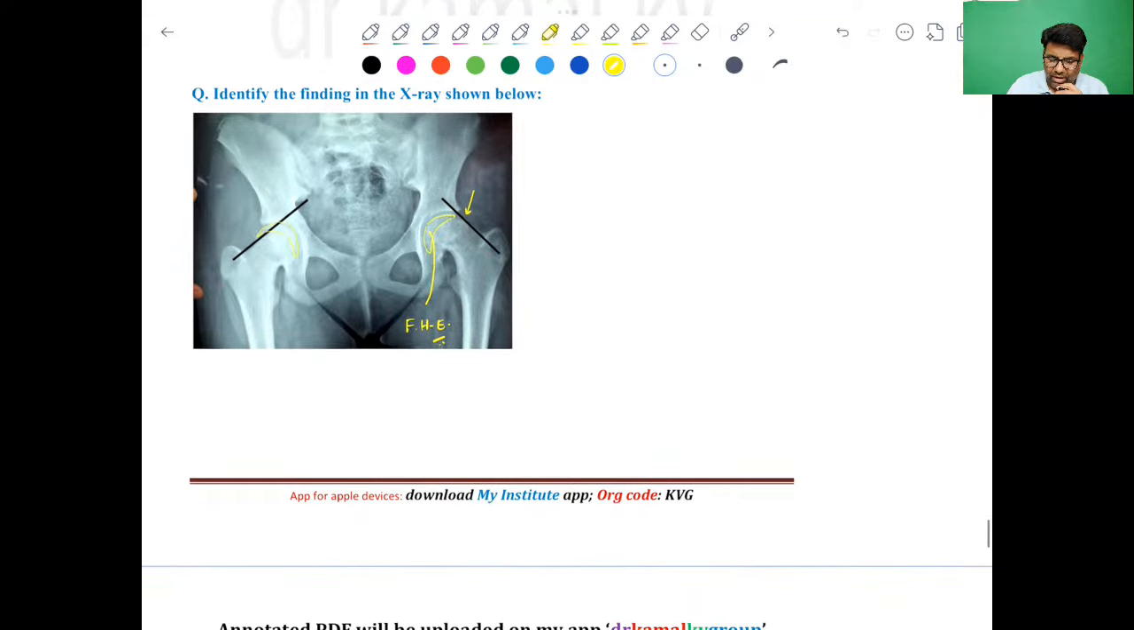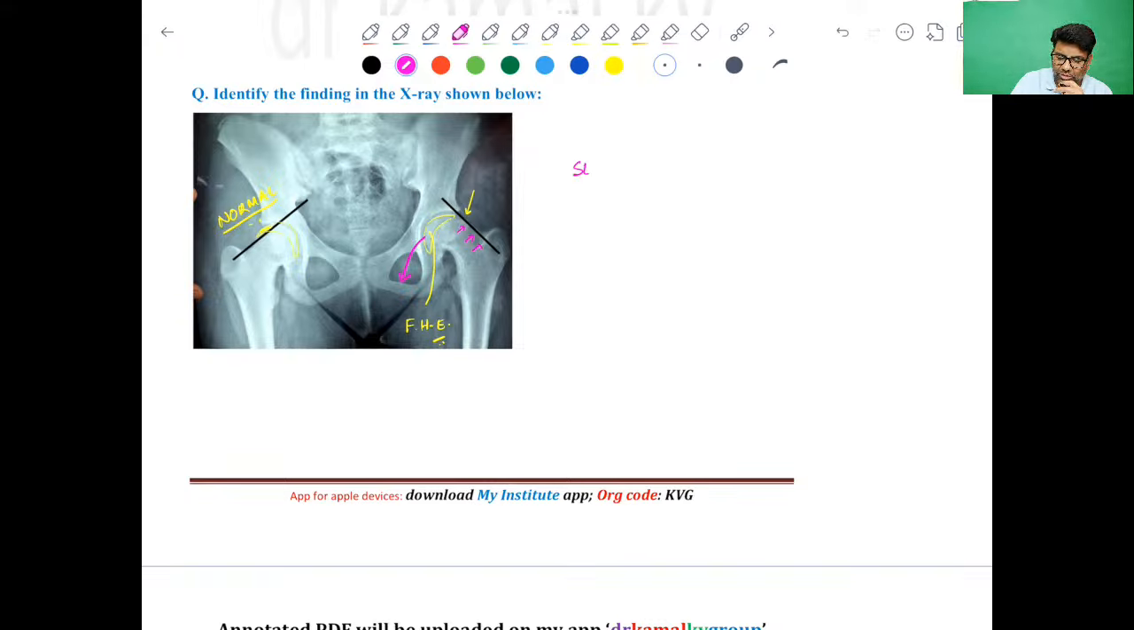So here we can see that the line which is drawn along the lateral part of the neck of the femur is passing above the head, the femoral head epiphysis, but on the other side it is passing through the substance. So this is actually normal. This should be the normal scenario. It should pass through the substance of the femoral head epiphysis, but here it is not passing. It means this has slipped down.